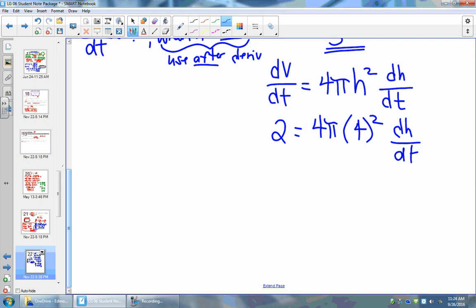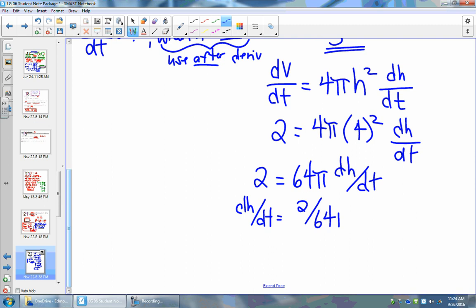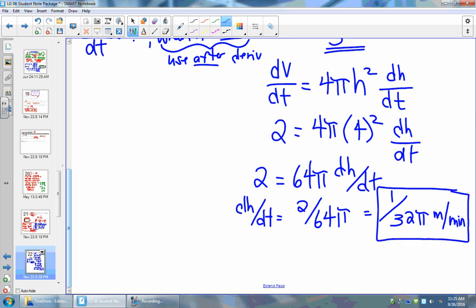Now simplify. So I've got 4 squared times 4, which is going to give us 64 pi, and dh over dt. Again, basically I'm going to have my dh over dt is going to be equal to 2 over 64 pi, and that would just simplify to 1 over 32 pi. And for units, this is my height over time, so it's just going to be meters per minute, nothing squared. And that would be our final answer.